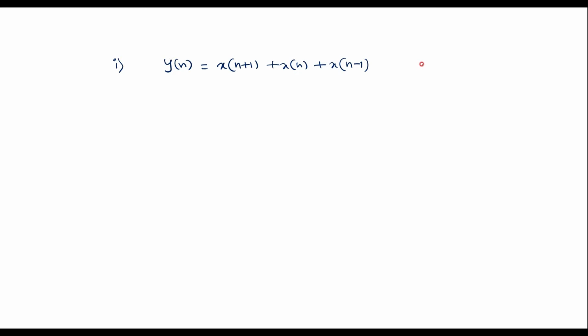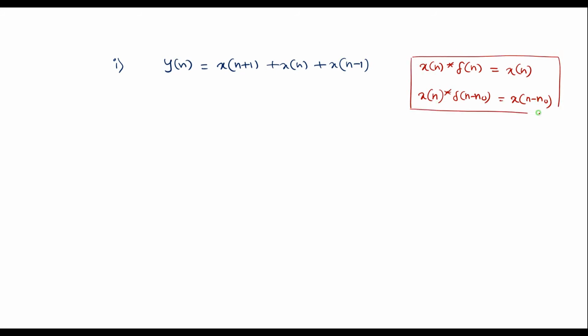We know that x of n convolution with delta n is always equal to x of n, and another relation is x of n convolution with delta of n minus n naught is always equal to x of n minus n naught. So one should remember these two rules so that we can easily simplify this example. So now let me make use of these relations.